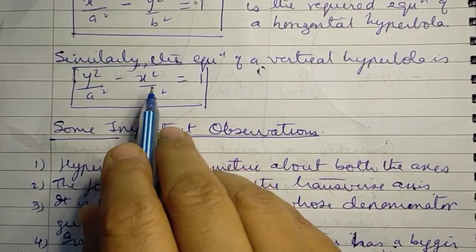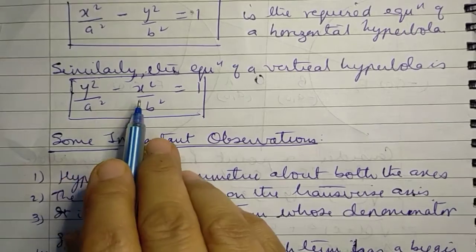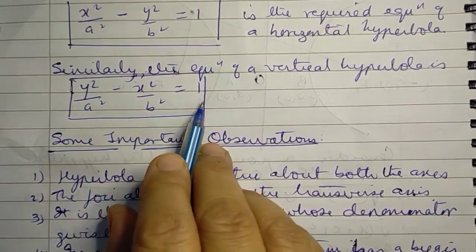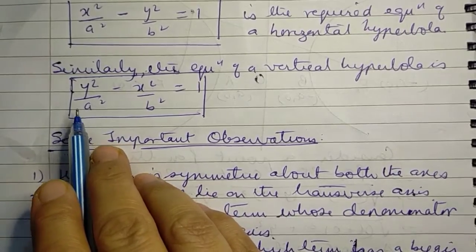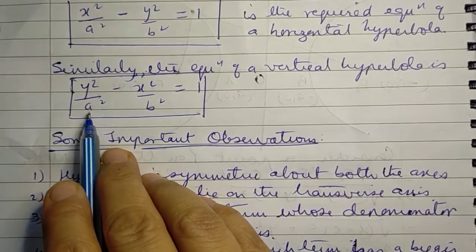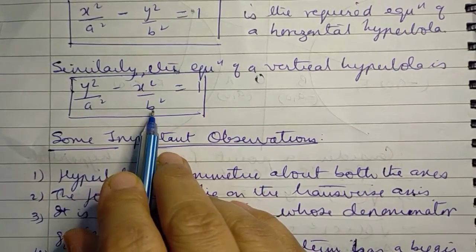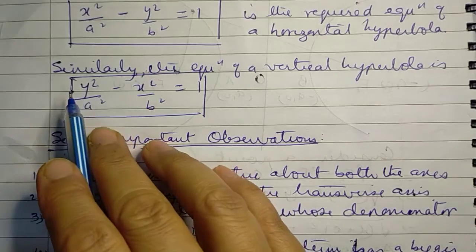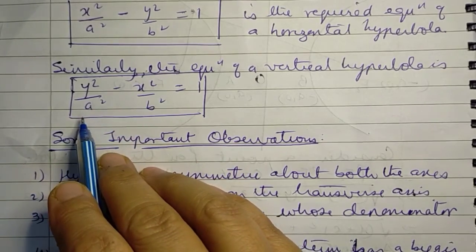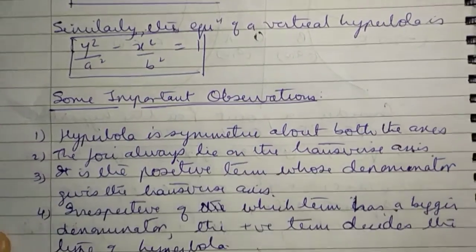Now similarly, the equation of the vertical hyperbola is y squared over a squared minus x squared over b squared equal to 1. Similar terms here: the denominator of y squared gives us the transverse axis, whereas the denominator of x squared gives us the conjugate axis, as in this case along the y-axis we have the transverse axis and along the x-axis we have the conjugate axis.